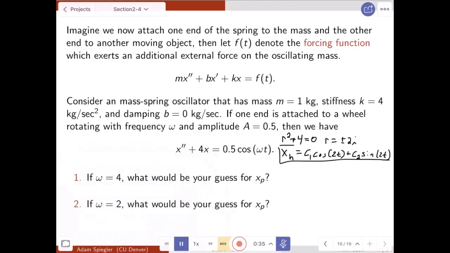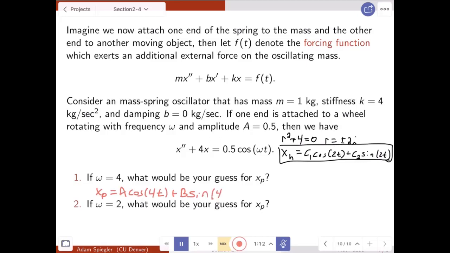And coming over to the forcing function, which is now 0.5 cosine of 4t, since we have a cosine of 4t on the right side for the non-homogeneous forcing function, it would make sense that our guess for the particular solution would be something that has the cosine of 4t, some constant a times the cosine of 4t, and we need to possibly include some constant b times the sine of 4t.